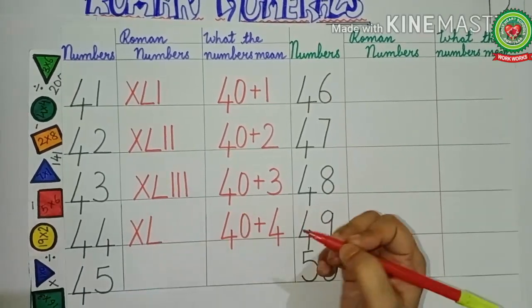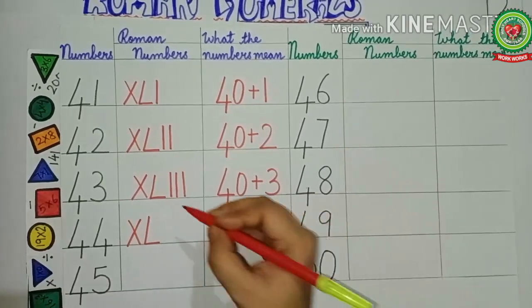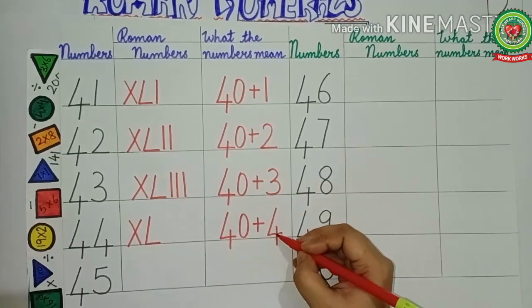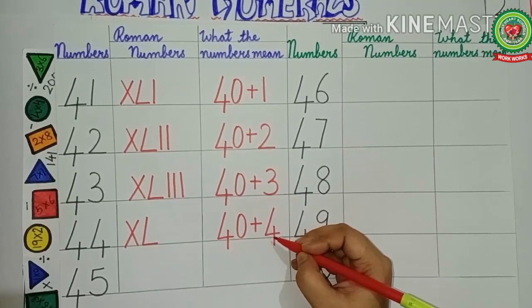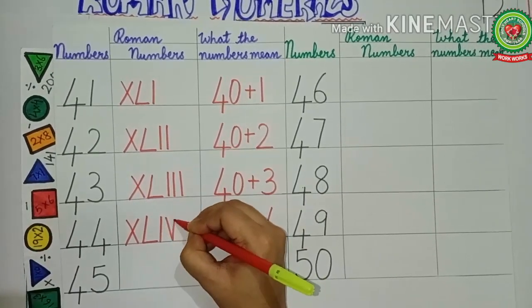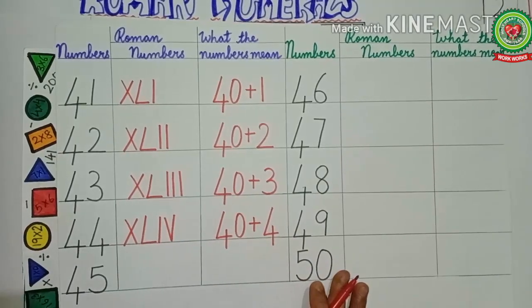Now we know how to write 40, that is XL. Now do we write I for 4? No, we know that we cannot repeat I more than 3 times. So for 4, what do we write? We write 5 minus 1. 5 minus 1 is 4. So over here we will write down IV. That is 1 before 5.